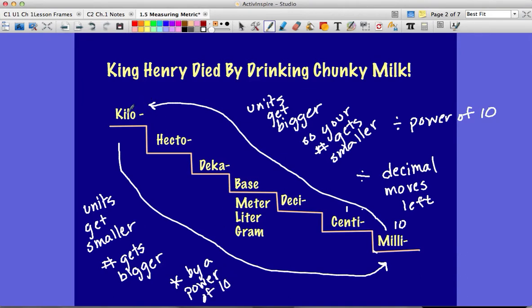So if I were to go from kilo to hecto, I would multiply by 10. Kilo to deca, I would multiply by 100. Kilo to base, I'd multiply by 1,000. But instead of multiplying or having to sit down and actually write it out, we can just move the decimal to the right.